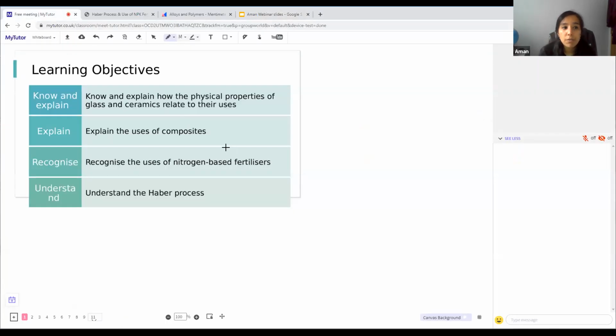So the learning objectives for today: we're going to know and explain how the physical properties of glass and ceramics relate to their uses. Explain the uses of composites, and I just want to emphasize that composites is a purely AQA based topic, so if you're studying Edexcel or OCR you do not need to know about composites. Recognize the uses of nitrogen based fertilizers and understand the Haber process. So we've looked at the Haber process before, but we'll be looking at it in a bit more detail today because it relates to the topic of fertilizers.